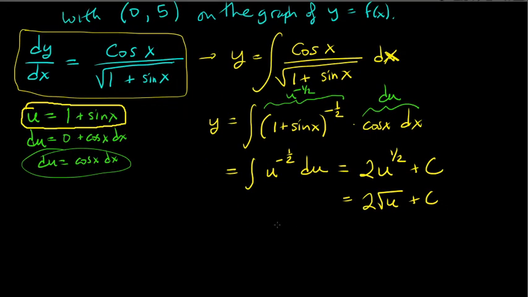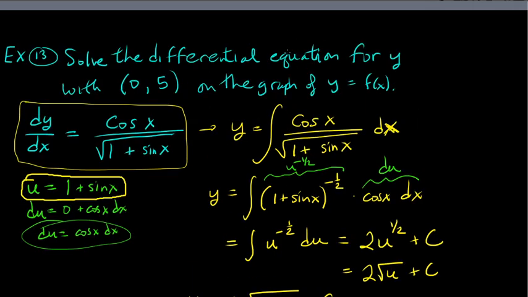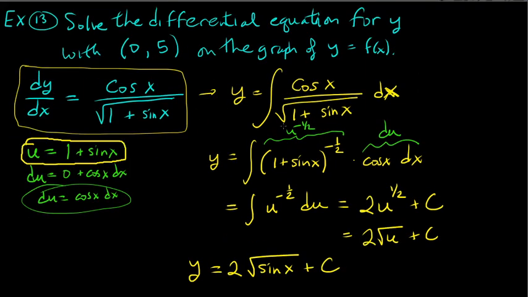So let's replace that. So my y here is really just, oops, sorry, not u, y. So y is equal to 2 times the square root of sine of x plus c, right? Plus c because it was an indefinite integral. There are no limits here. We're not going from 1 to 6. It's an indefinite integral, so you do need the c.